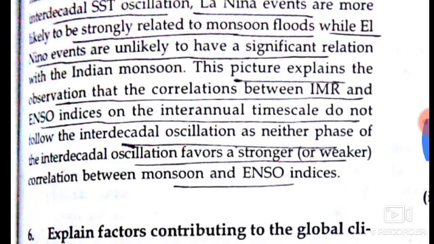This picture explains the observation that the correlations between the IMR and the ENSO indices on the interannual timescale do not follow the interdecadal oscillations, as neither phase of the interdecadal oscillation favors a stronger or weaker correlation between monsoon and the ENSO indices.